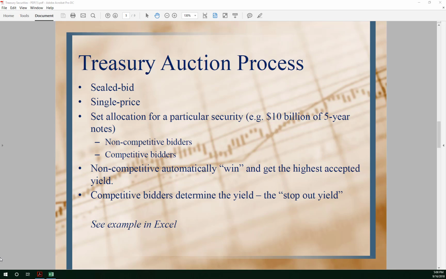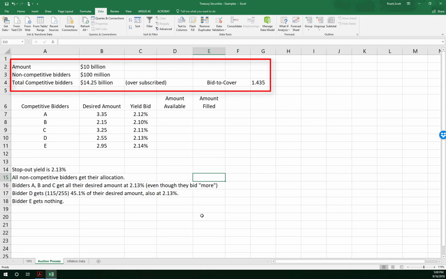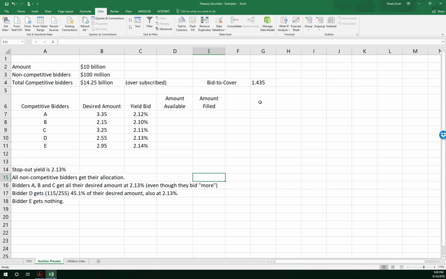And let's just look at an example of an auction process in Excel. So here I've got some given information. The amount of the auction is $10 billion. There are non-competitive bidders totaling $100 million. So we've got $9.9 billion worth of treasuries to allocate. The total competitive bid amount is $14.25 billion. So that means there's more demand than there is supply. This is oversubscribed. It's got a bid to cover ratio of 1.435. That means there's more bids than there are available securities.